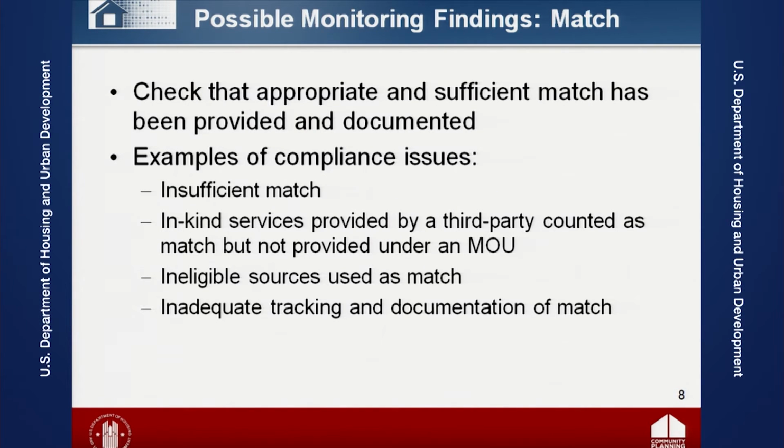Recipients and subrecipients should monitor to verify that appropriate and sufficient match has been provided and documented for each grant. Here are some examples of match compliance issues. Insufficient match. In-kind services provided by a third party without an MOU are counted as match. Ineligible sources are used as match, or match is not adequately tracked or documented.